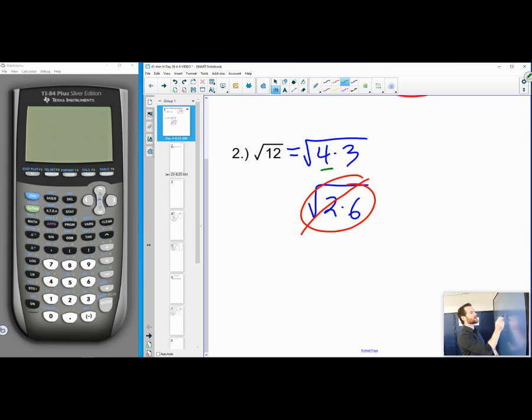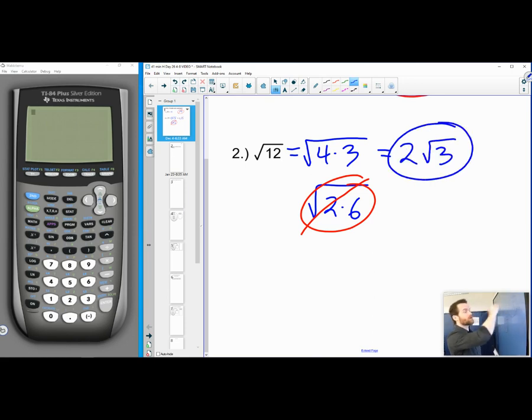But in 4 times 3, we can take the square root of that 4, which will give us an exact form. Let's see, the square root of 4 is 2, and the square root of 3 is just the square root of 3. There we go. So 2 root 3 is our final answer for number 2.